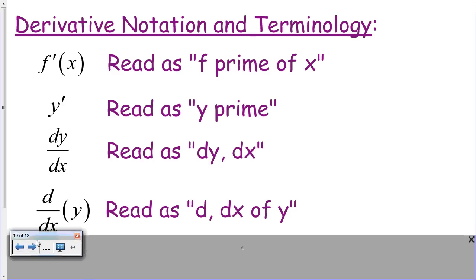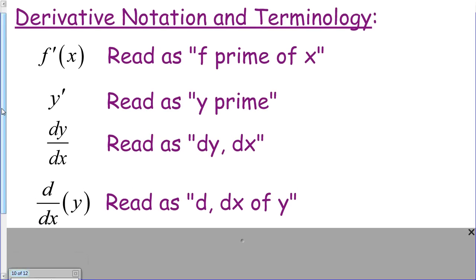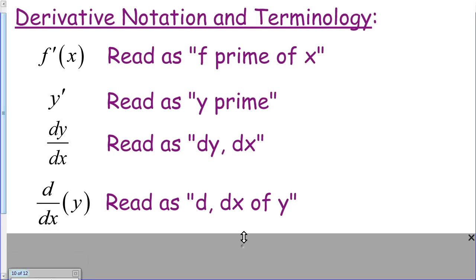And the last one that we can write this as here, sometimes we take that y out of the numerator when we write dy, and take the y and put it off to the side like we have it written there. And so we would read this as d dx. That's the quotient or that fraction you see out front, d dx of y. That's how we read that.